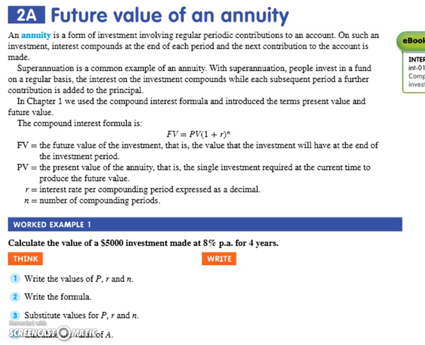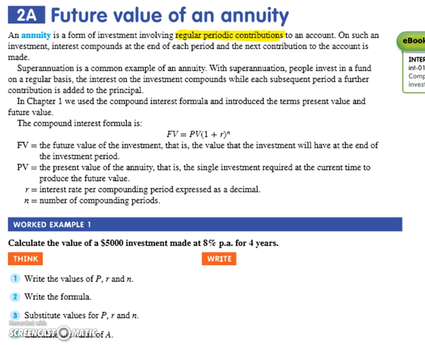Okay, welcome. We're doing the first of the worked examples for FM5, which is annuities and loan repayments. An annuity is probably a word you haven't heard. It's a form of investment involving, and this is important, regular periodic contributions to an account. It's not like one of those investments that you put the money in and leave it and it just grows. This is one that you put in fairly regularly, and then it builds and builds and builds.